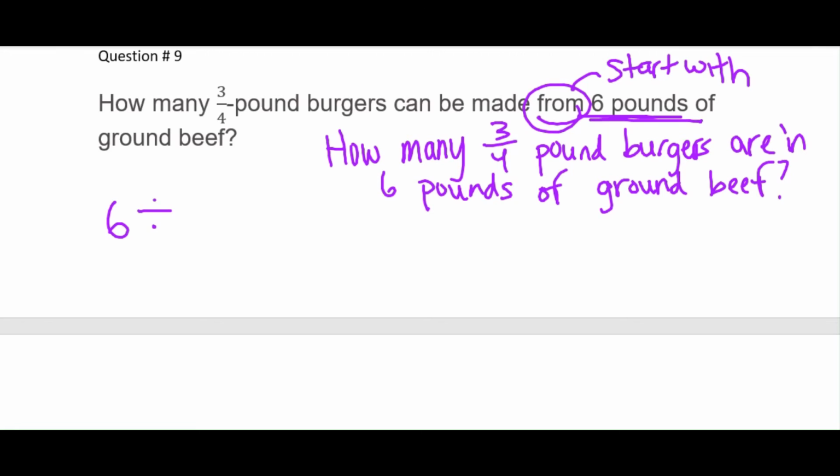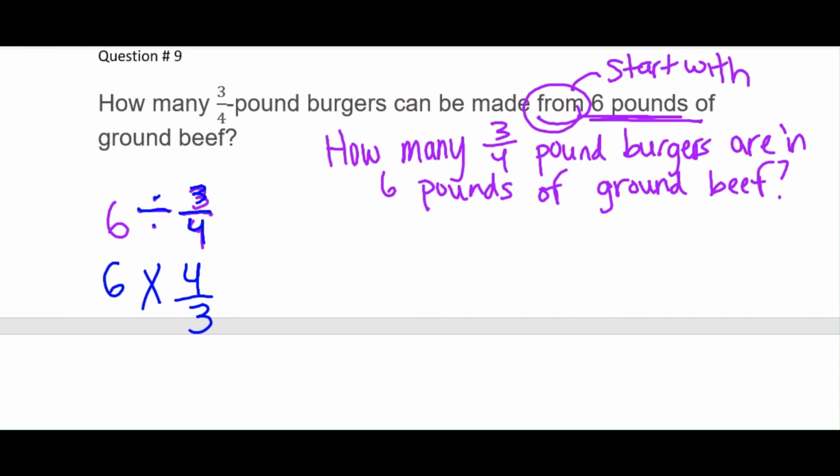So we're starting with 6 pounds of ground beef, and then we are going to divide it evenly into groups of 3/4. Now, if our divisor was a whole number, then we would say divide it into this number of groups. But since we have a fraction as a divisor, we're making groups of a fraction, we're going to say we're going to make groups of 3/4. And we can figure out that answer. So we should know that dividing by a number is the same as multiplying by the reciprocal of the number. So dividing by 3/4 is the same as multiplying by the reciprocal of 3/4, which is 4/3.